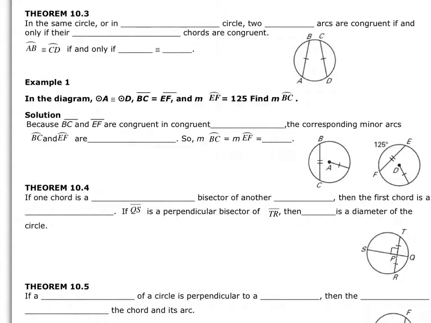All right, on to section 10.3. Today we're still talking about circles, but we're going to talk about chords and properties of chords. In the same circle or in congruent circles, two minor arcs are congruent if and only if their intercepted chords are congruent.